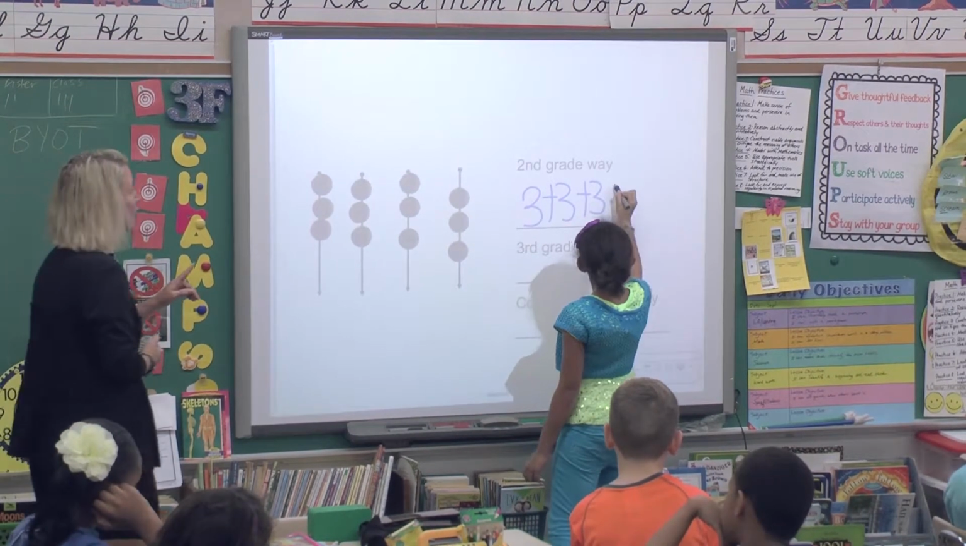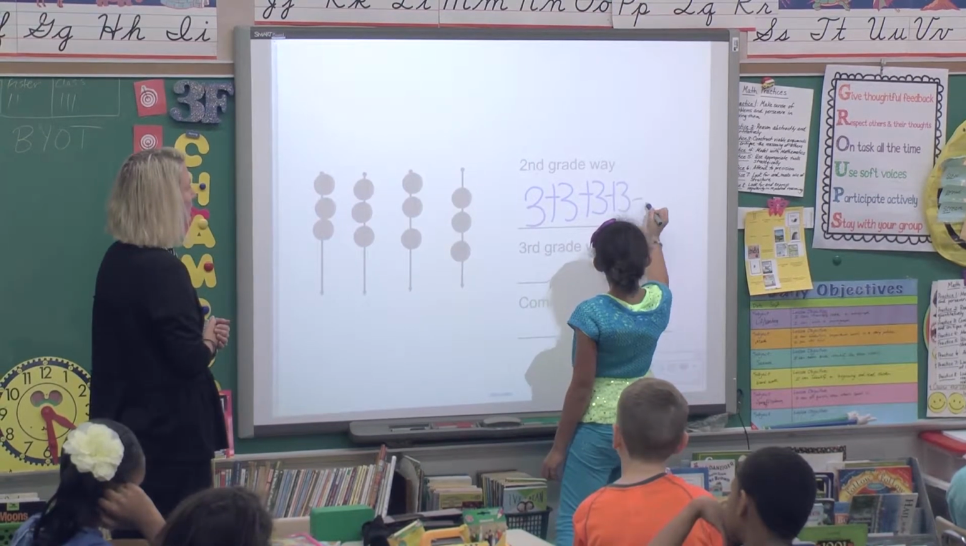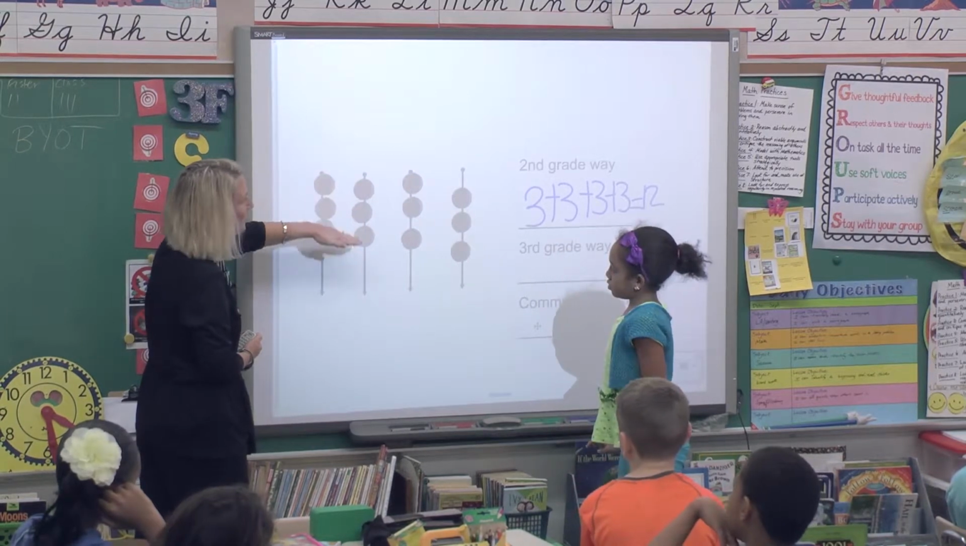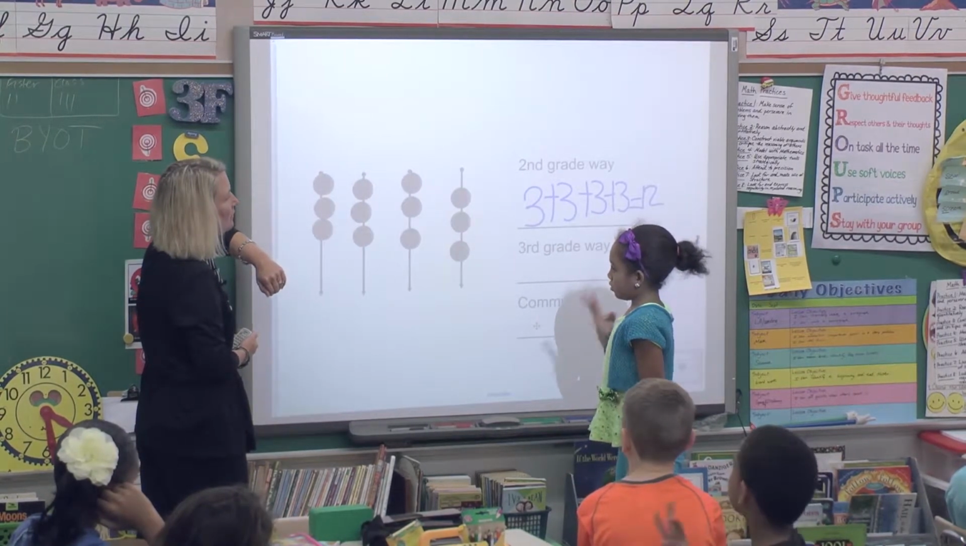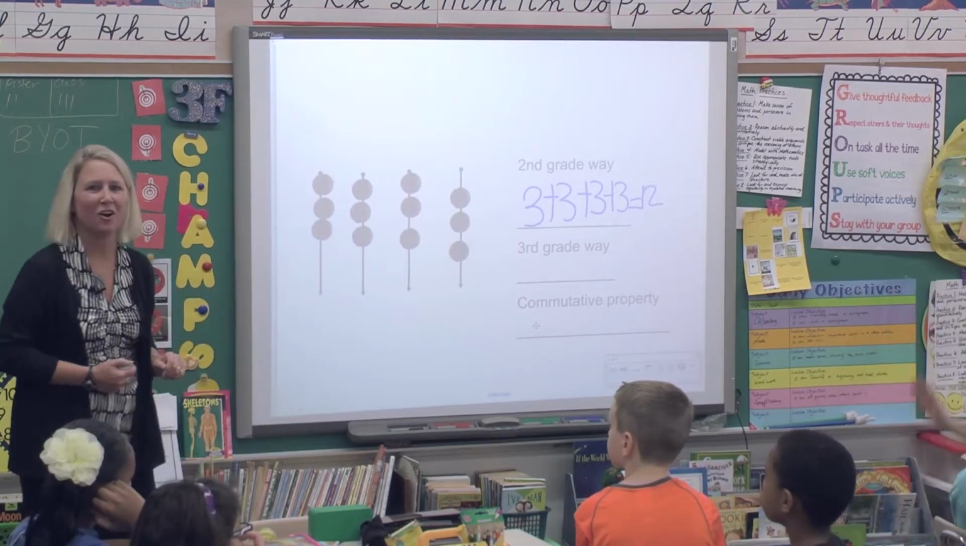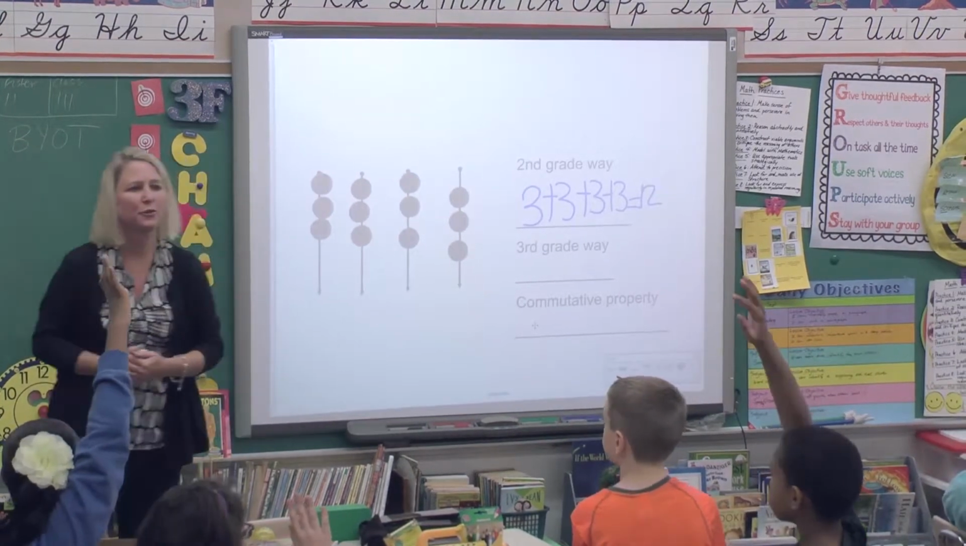And if you would have gone across, how many rows of four would you have had? Three. You got it. Would you have had the same answer? Yes. Yes, you would have. Awesome. Who wants to do the third grade way?